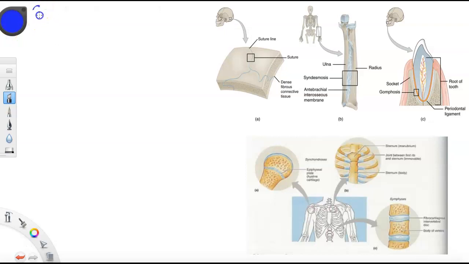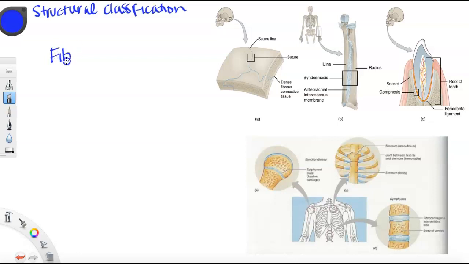So let's look at the structural classification of joints. All right, so in the structural classification, we're looking at the stuff that holds the joint together. So the substance that's holding it together. So we have three types.